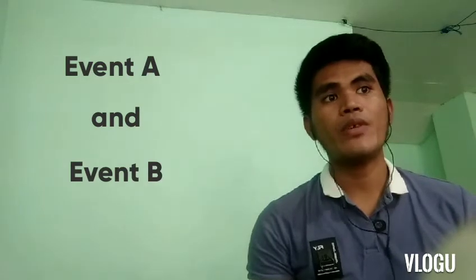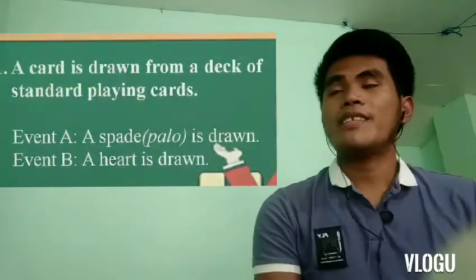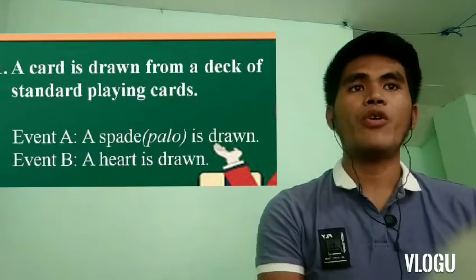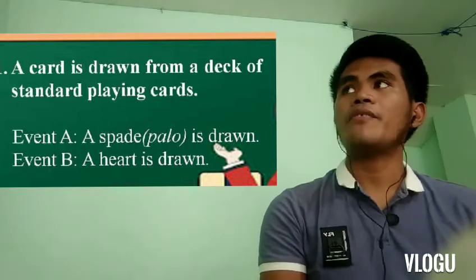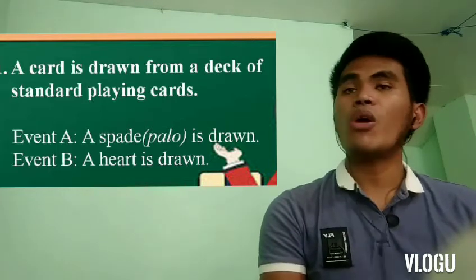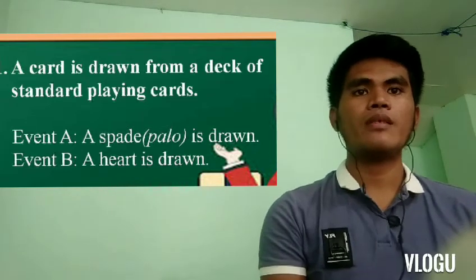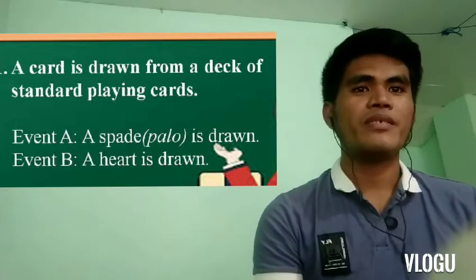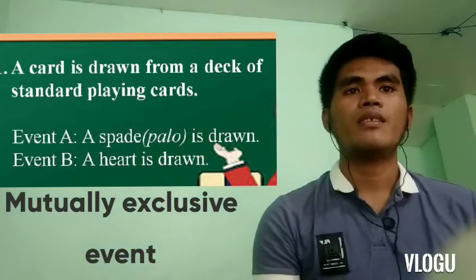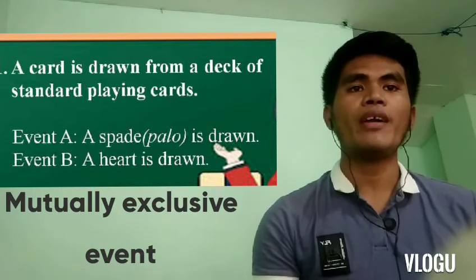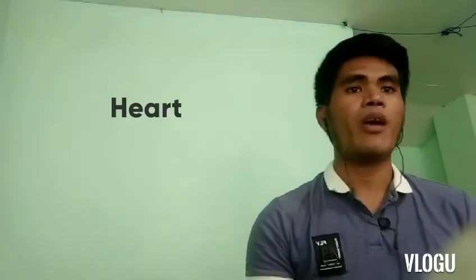To help understand the definition, it is best to go through a few real-life examples. Let's call two events A and B, and we will see a few examples of events that are mutually exclusive and that are not. Example number 1. A card is drawn from a deck of standard playing cards. Event A, a spade is drawn, and event B, a heart is drawn. Are they mutually exclusive events? Yes, of course. They are mutually exclusive events because they cannot occur at the same time: spade and heart at the same time.